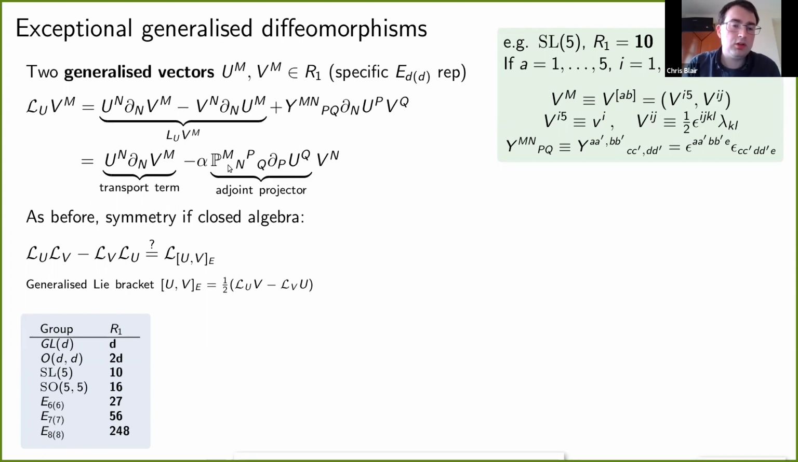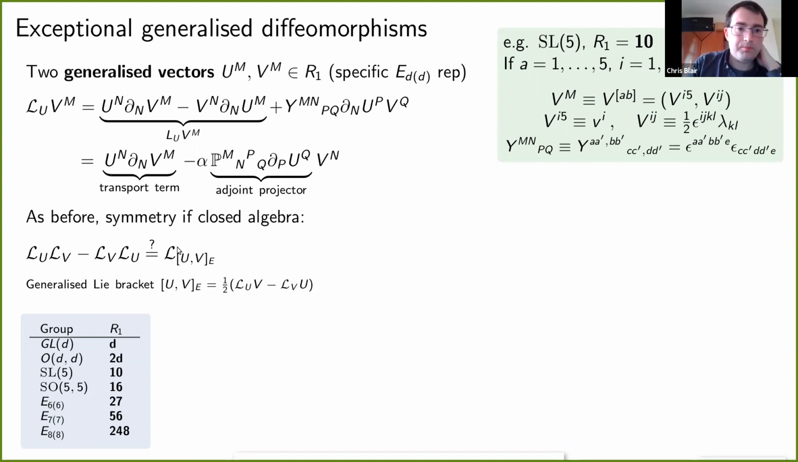So you just have to look up what the form of the adjoint projector looks like for the group in question and the representation in question. And then this thing, for some choice of constant alpha, guarantees for you that you have a nice, well-defined generalized Lie derivative in which this second term implements an infinitesimal E_d transformation instead of an infinitesimal GL(d) transformation. Okay, so this has all been worked out. So there's a nice unified treatment of this in the literature.